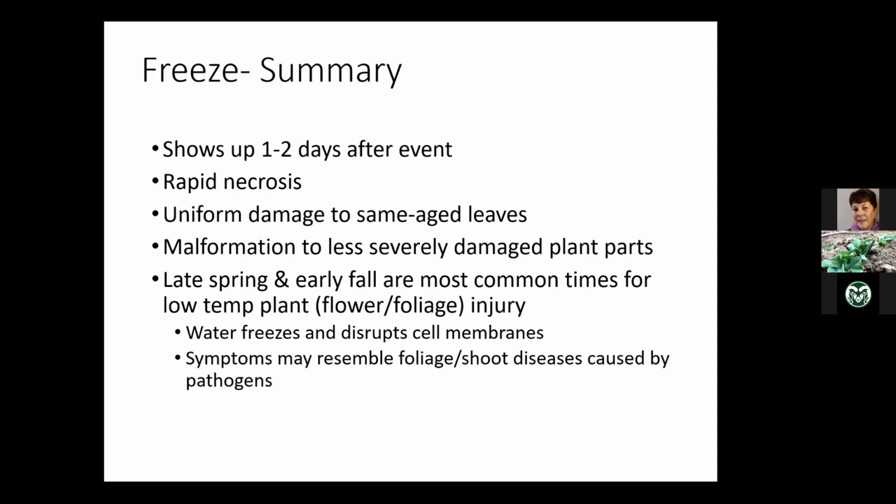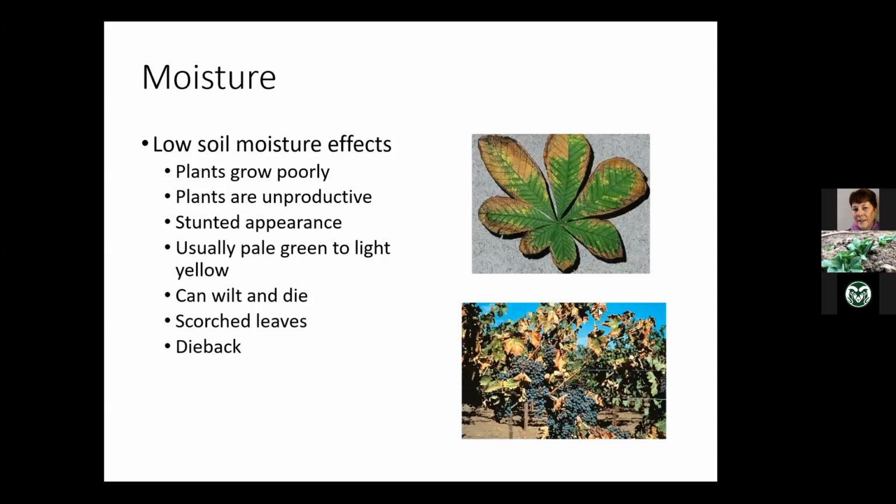Moisture problems, low soil moisture effects. Again, when we see low soil moisture, margin dieback, or heat stress, we get scorched leaves on plants. This is in the upper right picture. You can see it's a pretty even distribution all around these little leaflets on this particular leaf. And so you can see all of this is pretty evenly distributed along the plant.